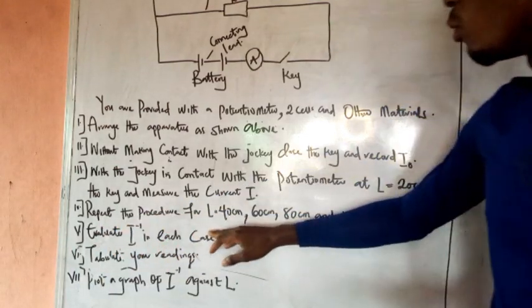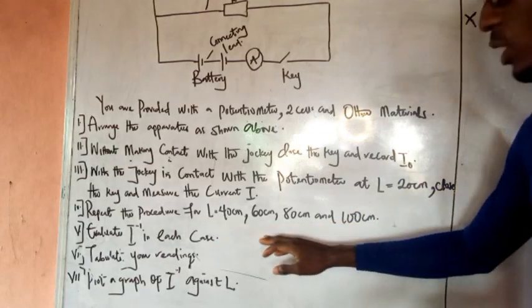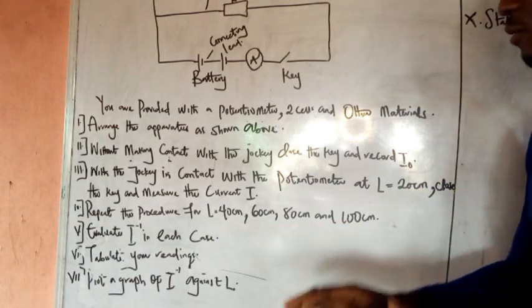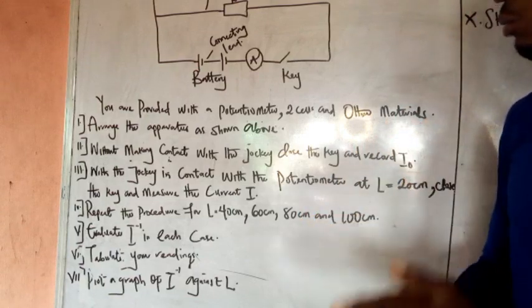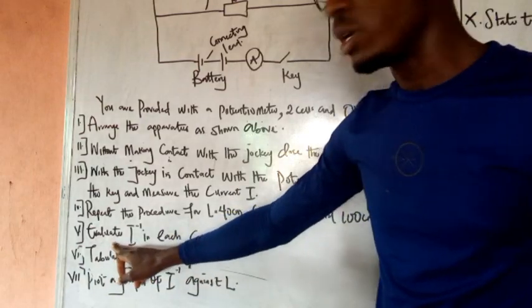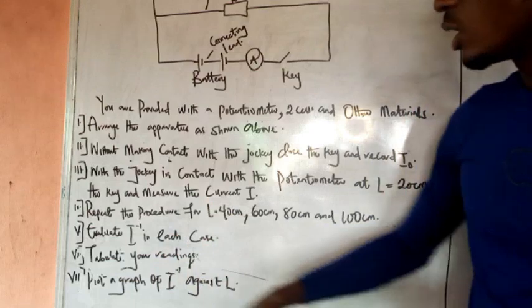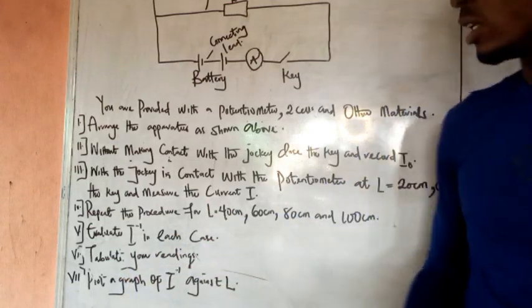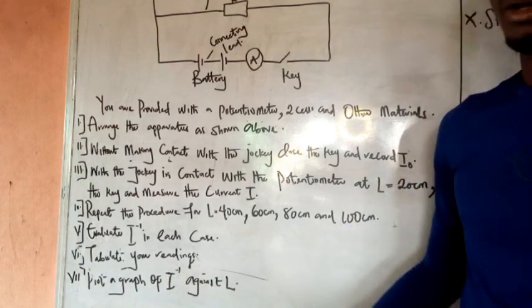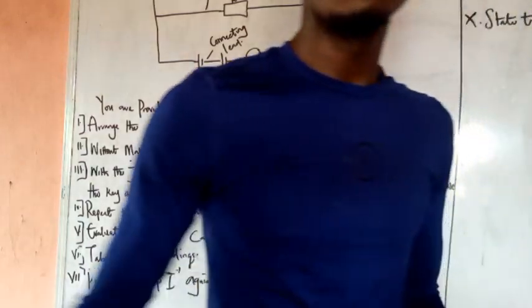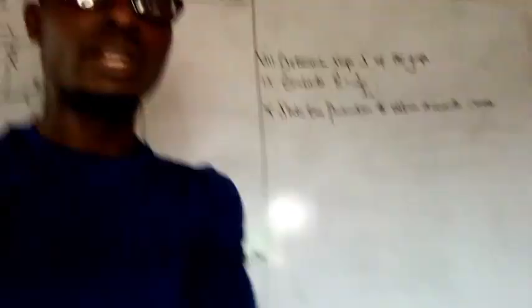Repeat the procedure for L equals 40, 60, 80 and 100. So we have five values to be recorded in the table. Then in each case, we evaluate our I inverse, then tabulate your readings like I've said. Then we plot the graph of I inverse against L. That is what the graph is talking about. So let's look at the next slide of the procedure.